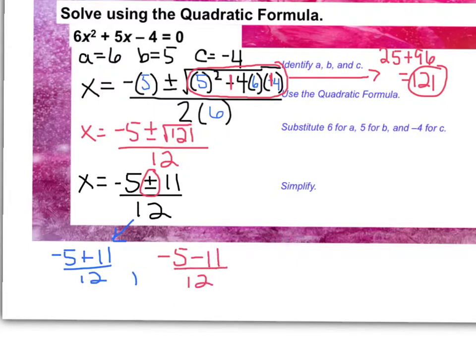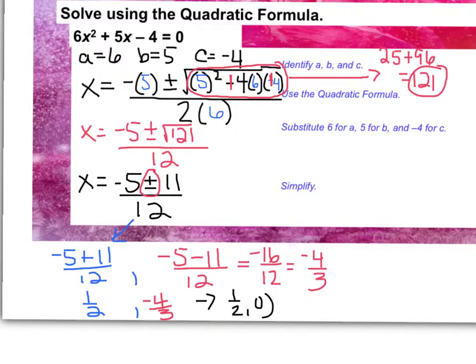When you simplify each answer, for the blue one we get 1/2. And for the red one, we get negative 16 over 12. Let's reduce by 4. Then I get negative 4 over 3. And now, these are my answers. But remember, we have to have them in root form. So my final solution is 1/2, 0, and negative 4/3, 0. Now my answers are in root form.